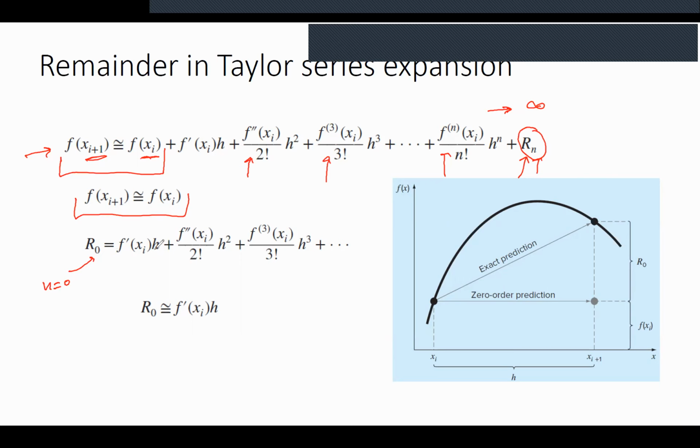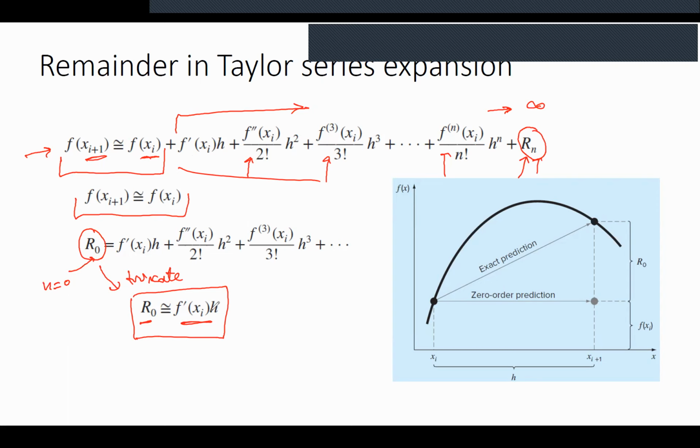And it includes all the terms starting from the first order approximation here. And if we truncate this R0, so truncation of the remainder here, the first approximation could be that we can take this remainder as the slope of the function times h. So let's see what it means.